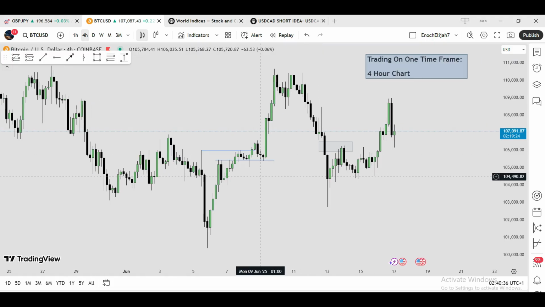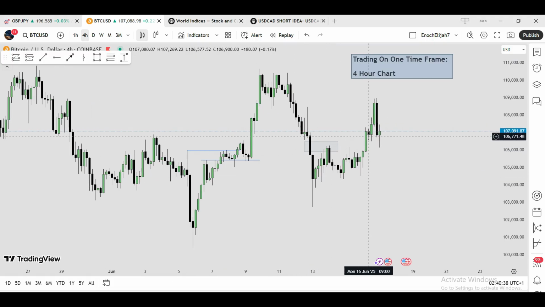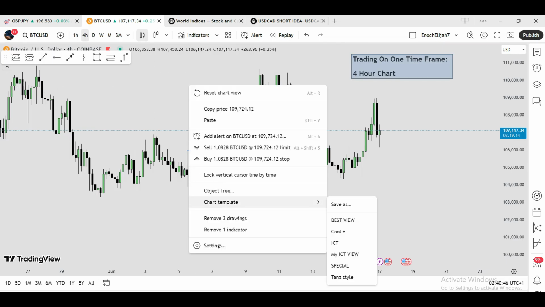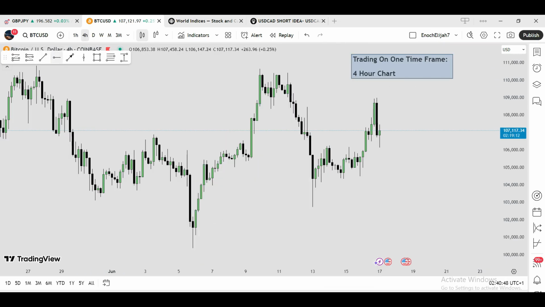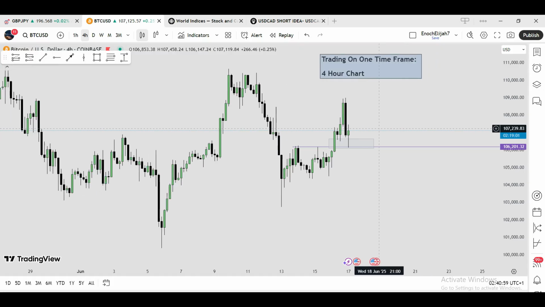Now price broke this high here and closed above it. So now Bitcoin price is bullish for me. I want to show you a live chart right now. So price is now retesting this old high here plus this imbalance here. So now I'm waiting to take a buy entry on Bitcoin.